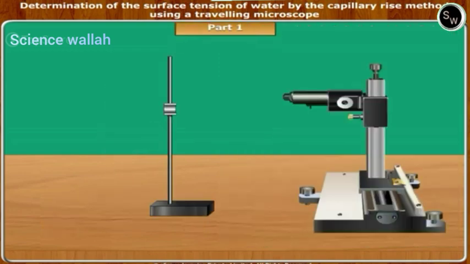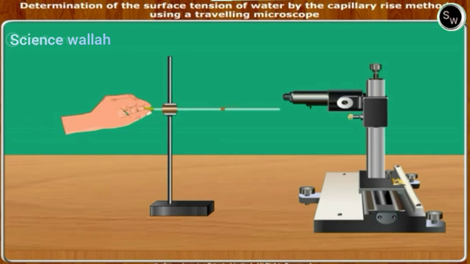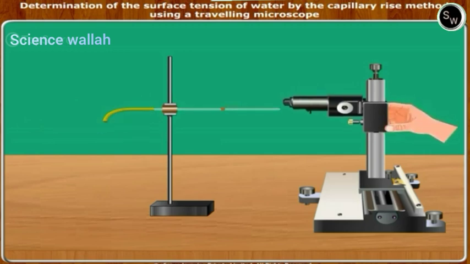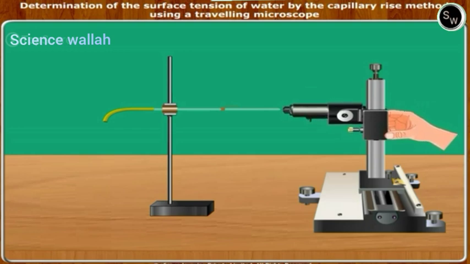Part 1. Determination of the radius r of the bore of the capillary tube. Let us now determine the radius r of the bore of the capillary tube. Let us do some preliminary adjustments. Keep the objective and capillary touching each other as shown.